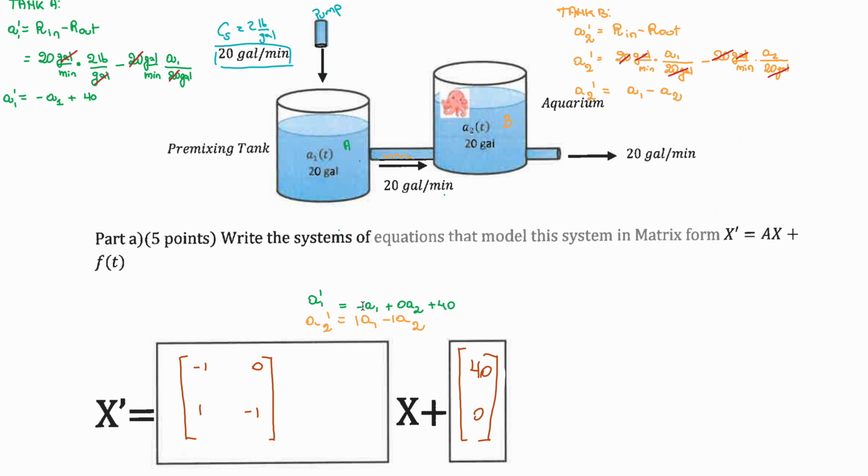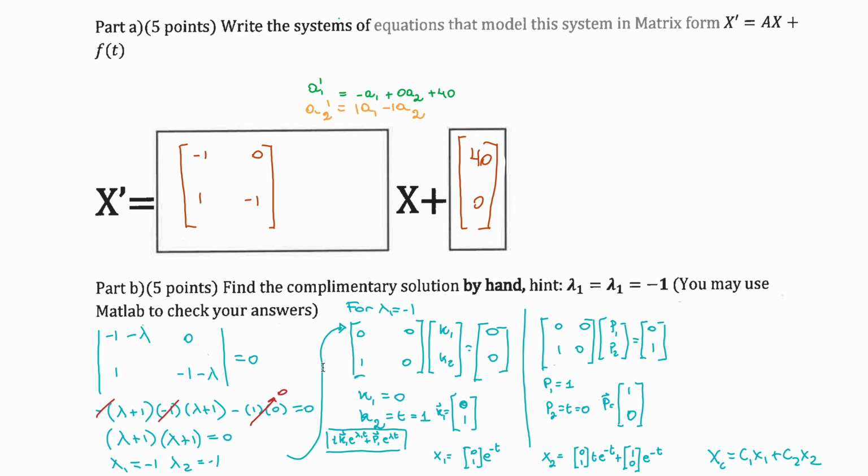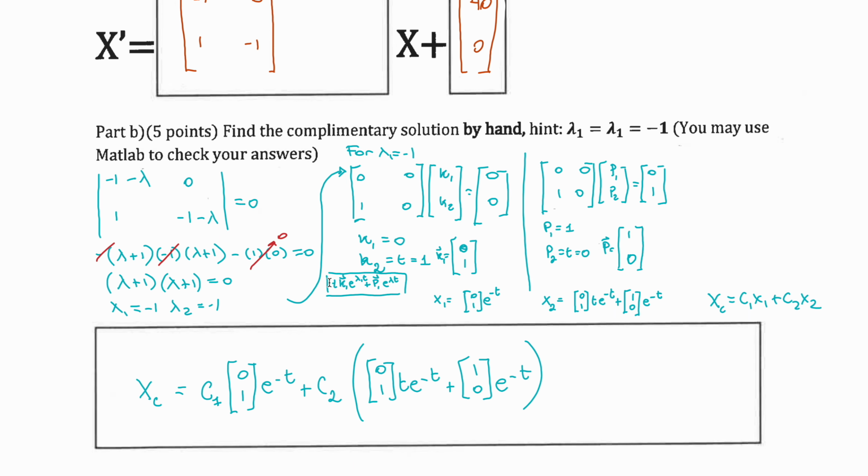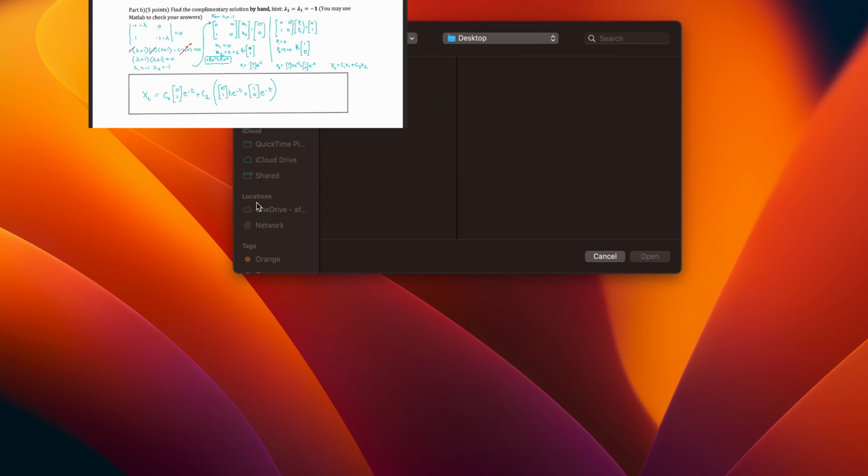We generated a model, and assuming our model is correct, we were asked to find the complementary solution by hand. And a hint: lambda 1 and lambda 2 are equal to -1. You may check in Matlab. So here, we got the right answer, as is hinted here. But let's see if this solution works. So I'll show you in Matlab how to check this.